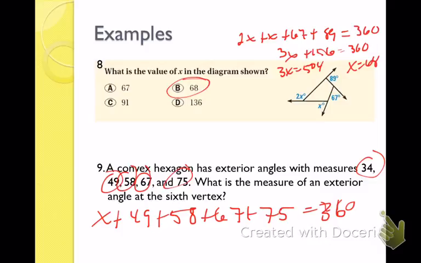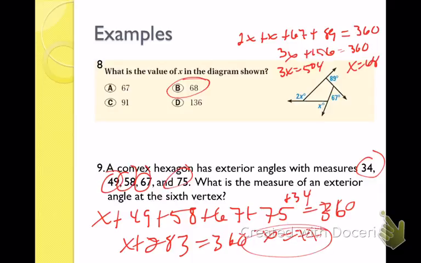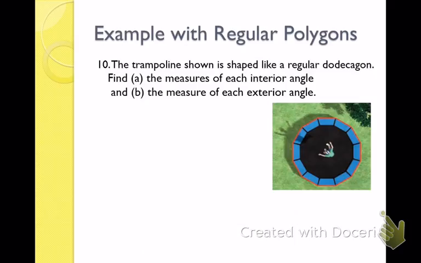Just add up these 5 angles. Forgot the 34 there. Let me get 283. And so we subtract from 360. And x is going to be 77, which you can't really see, but it's there. Okay? All right.